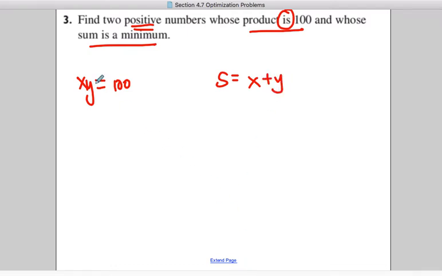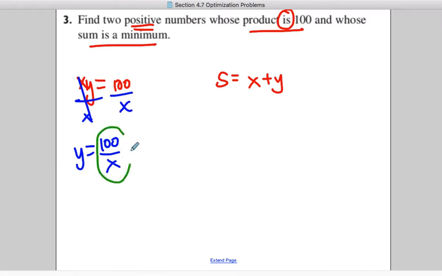What you need to do here is get x or y by itself, and I'm going to help you just on this one to remind you about negative exponents. Let's get y by itself. No reason in particular, just because. So y is equal to 100 over x. I'm going to now take this, plug it in for y.